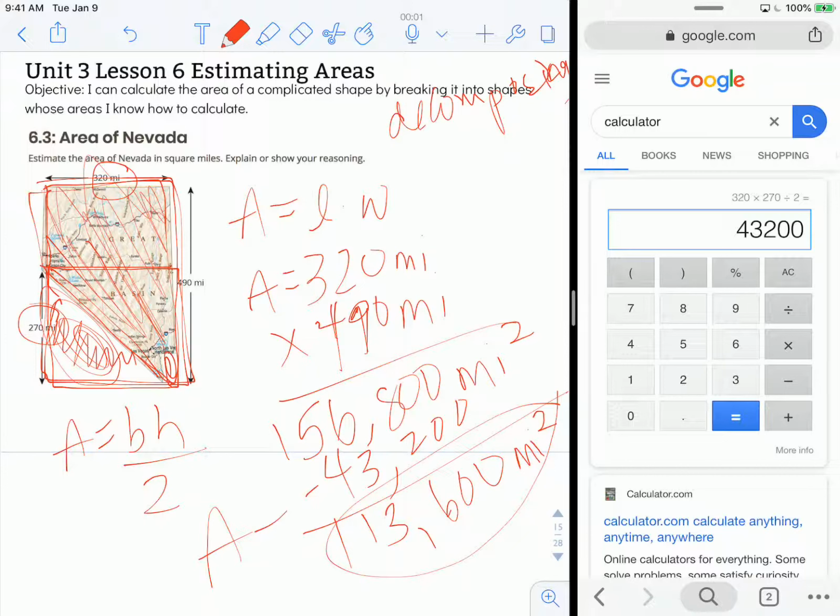Again, our objective was I can calculate the area of a complicated shape by decomposing it into shapes whose areas I know how to calculate.